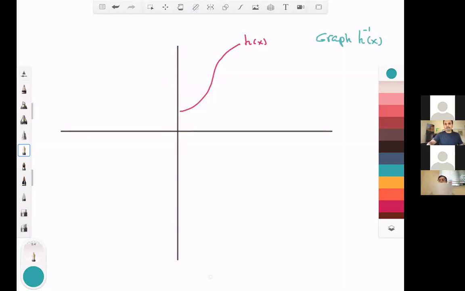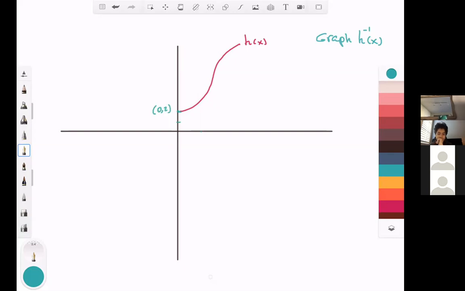Anybody know here? How do we graph h inverse? Jake? Sorry, what's up? How do we graph the inverse of this function? Rotate it 90 degrees. Rotate it 90 degrees. Good try, Jake. But if I give you a set of points, for example, if this point was (0, 2), what is the inverse of that? Oh, I see, (2, 0).